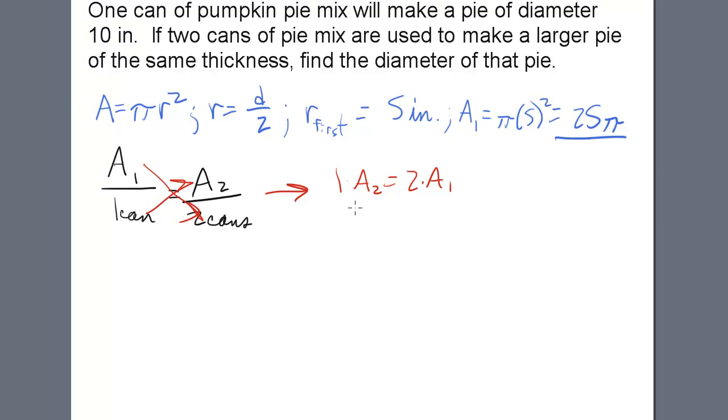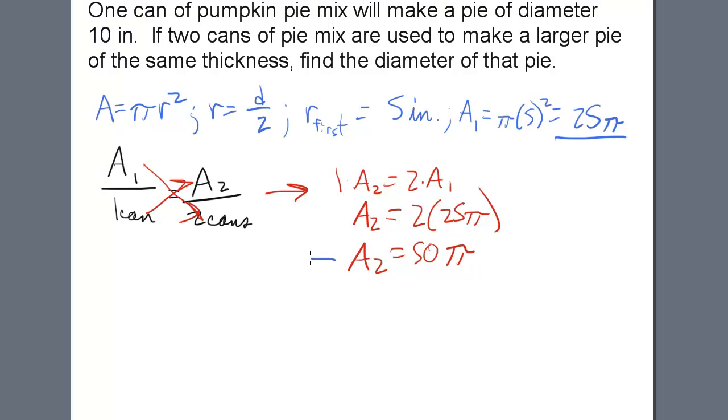Let's substitute what we know. So area 2 we don't know yet, and that's 2 times, what's area 1? Area 1 is 25 pi. So that means area 2 equals 50 pi. Well, we don't want to know the area of pie 2, we want to find the diameter. But first we have to go through the radius.